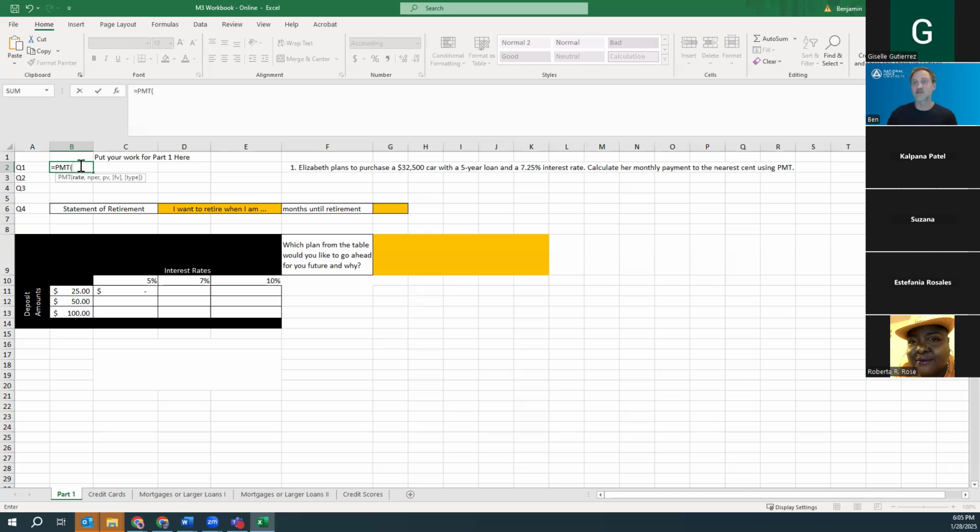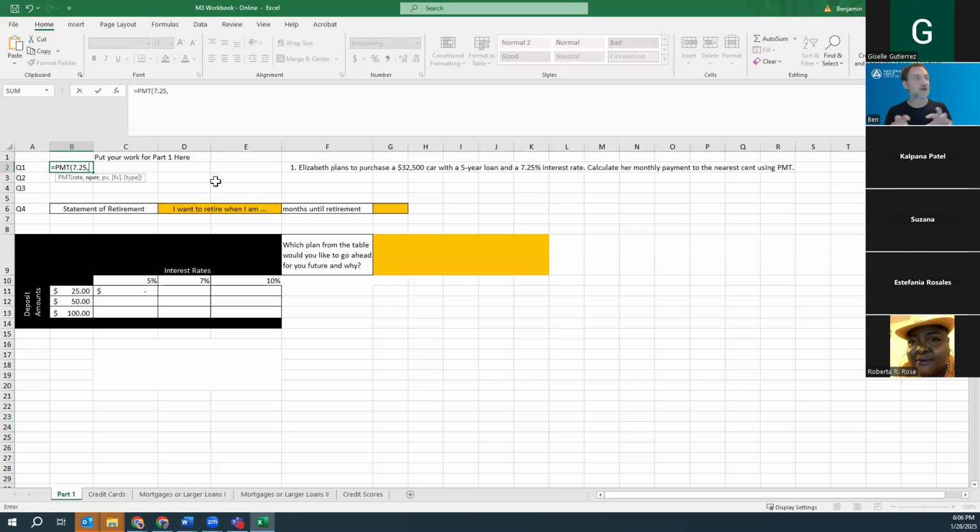The first thing is the rate. And by the way, you can see here underneath the formula, it's telling me a little bit of a hint about what's happening. So the first part is the rate. What's the rate in this situation? 7.25. Okay. That it? 7.25? All right, moving on. Comma.